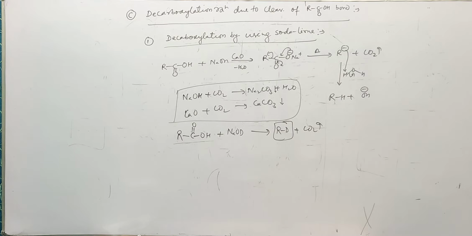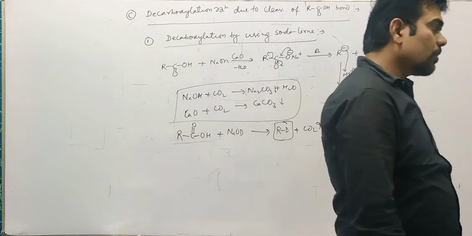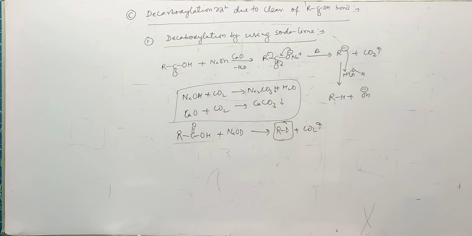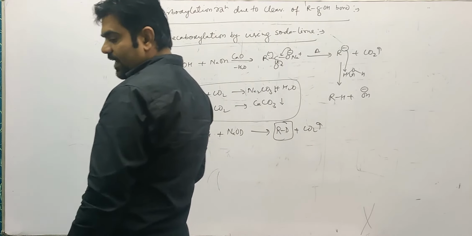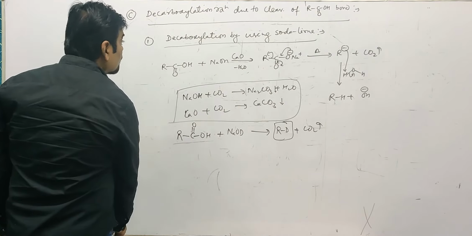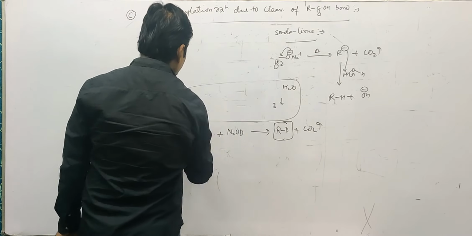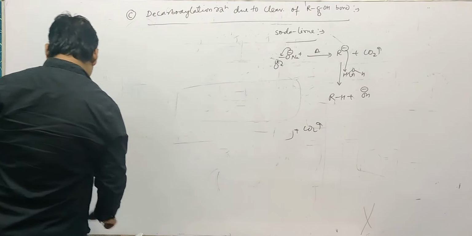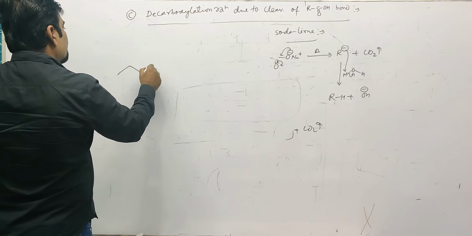They easily undergo decarboxylation through the formation of a cyclic transition state. Like for example, if we use beta keto acids.